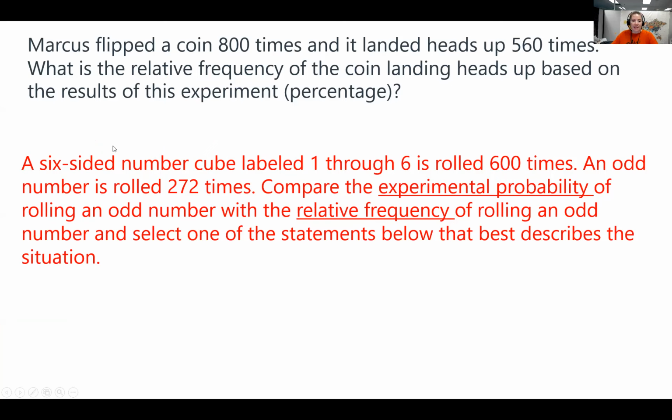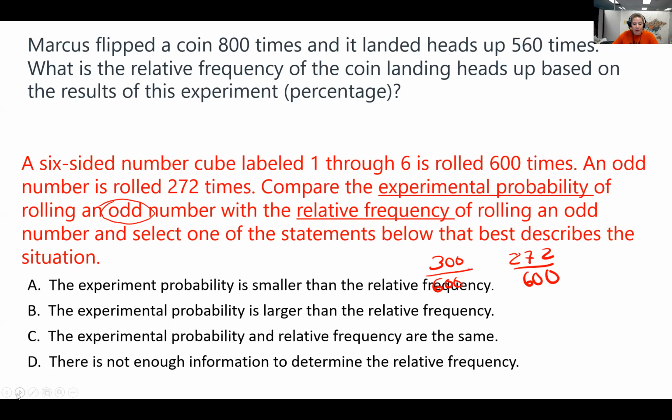Well, first of all, let's look at the experimental probability. So when this experiment was done, they rolled an odd number 272 times out of 600. That's the experiment. Well, theoretically, since the probability of rolling an odd number is 50%, that means theoretically, when you did this experiment, you would get an odd number 300 out of 600 times, right? So now let's look at the choices.